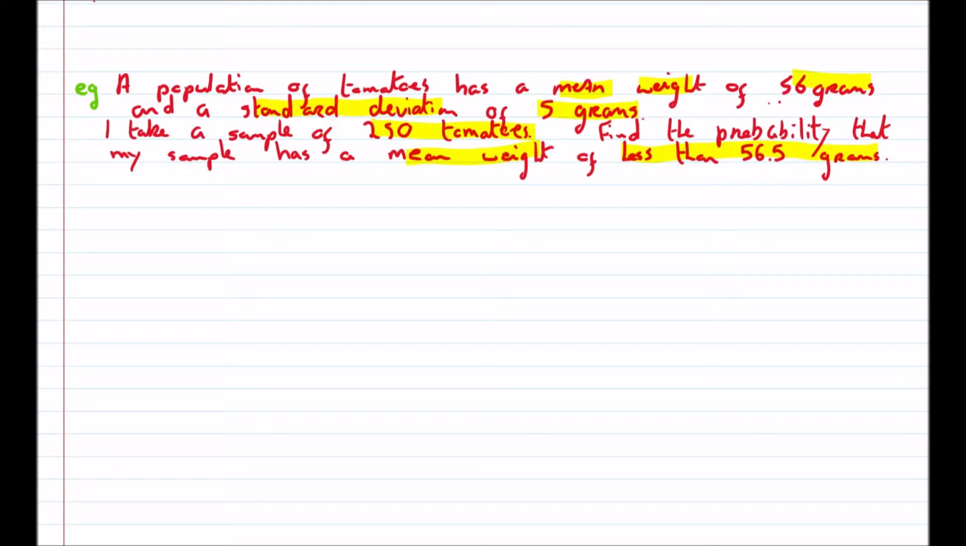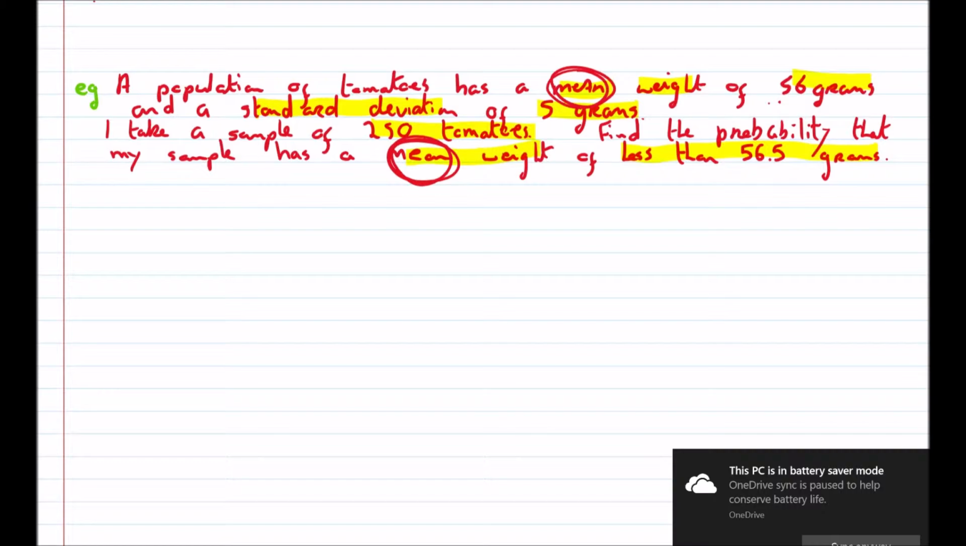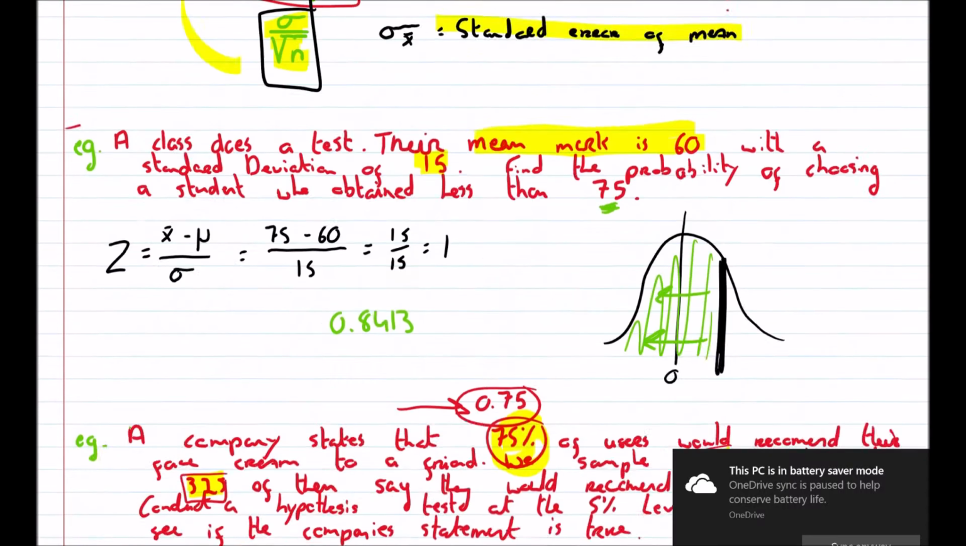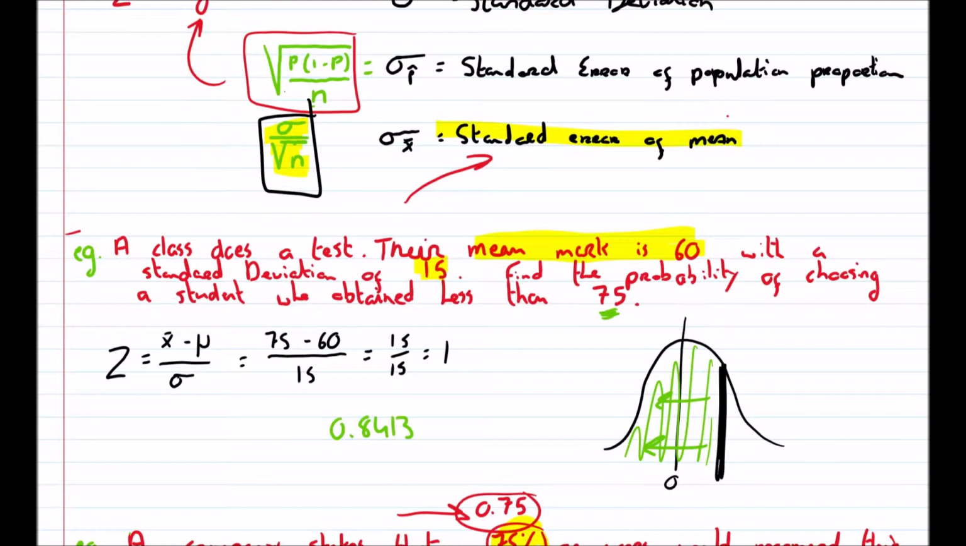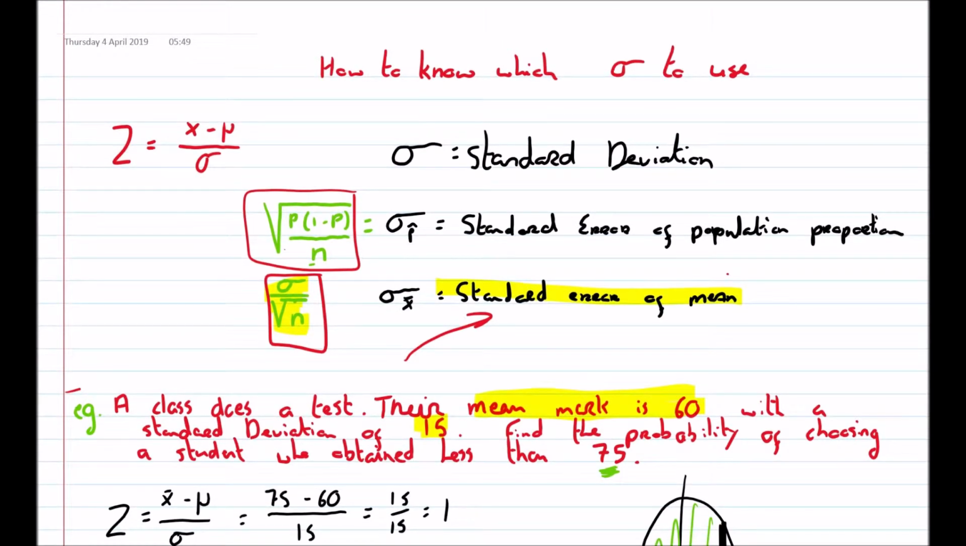Now, in this, we have mean weight. We're also looking for the probability of getting less than a mean weight. So this is one of these mean type questions. So we'll be looking at the standard error of the mean because we're comparing two means. And if we do that, we will be looking at this formula to get our standard error. So with relation to a z-score, we'll be using this, finding out what that is, and putting it in here for our standard deviation.